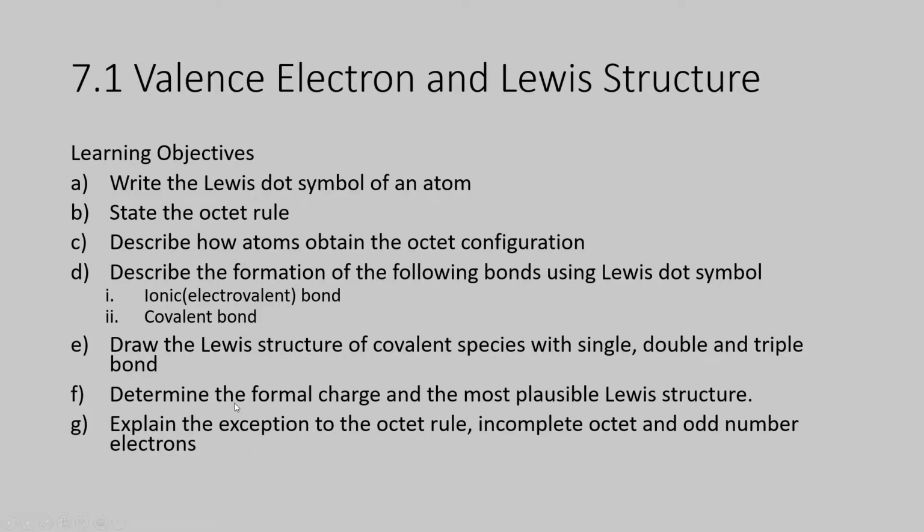And then we will see how to draw the Lewis structure. We look at single, double and triple bonds, and then formal charge, and the exceptions to the octet rule we will learn tomorrow, F and G. Okay, can everyone? Can or not?